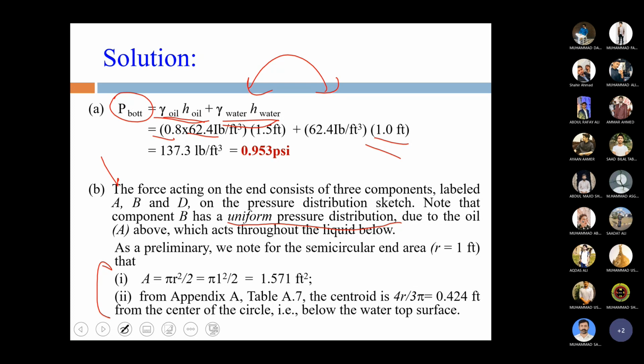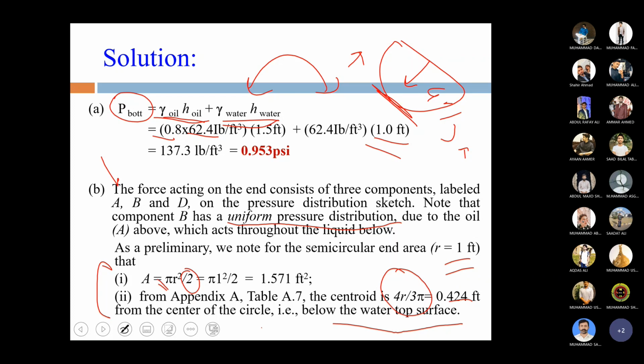As preliminary, we note for a semicircular area of radius r, the area for a semicircle is pi r square by 2. The 2 is for semicircle, pi r square is the area of a circle, and if we divide it by 2, it becomes a semicircle. And from appendix A, table A7, the centroid for a semicircle is 4r over 3 pi. You can simply go through the literature and find the centroid of any shape. So here, as the semicircle is provided, the formula is 4r over 3 pi from the center of the circle, and that is below the water top surface. Okay, so this is from this water top surface 4r over 3 pi. It would be different if we were to find the semicircle from the bottom to top. Okay.